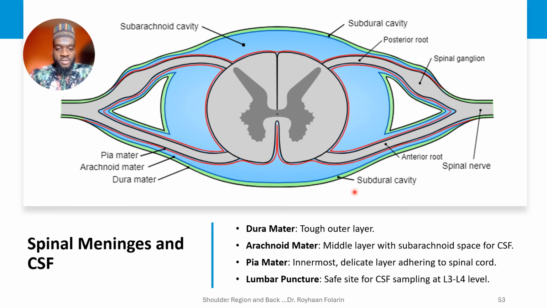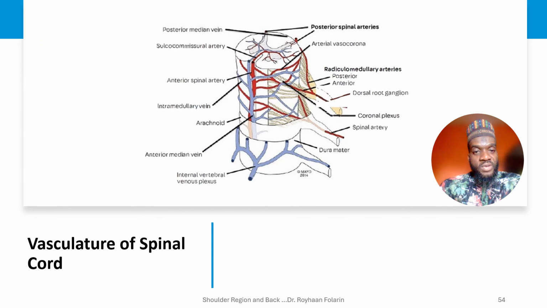For us to do a lumbar puncture, the L3 to L4 level is usually a safe site in order to obtain some cerebrospinal fluid, some CSF. So to obtain lumbar samples is usually done at the L3, L4 level.